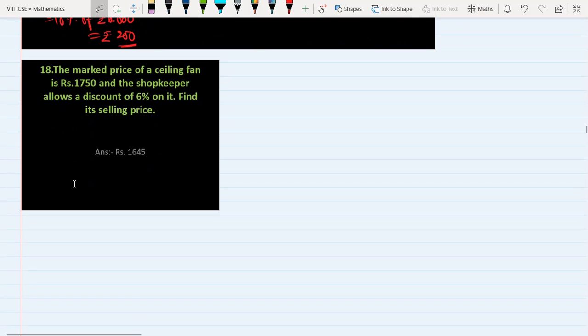There are 10 examples. Let's do them one by one. The marked price of a ceiling fan is 1750. So here we are going to deal with marked price. Marked price is equal to rupees 1750, and the shopkeeper allows a discount of 6% on it. So discount is equal to 6%. Find the selling price. This is the first, simple type of question.